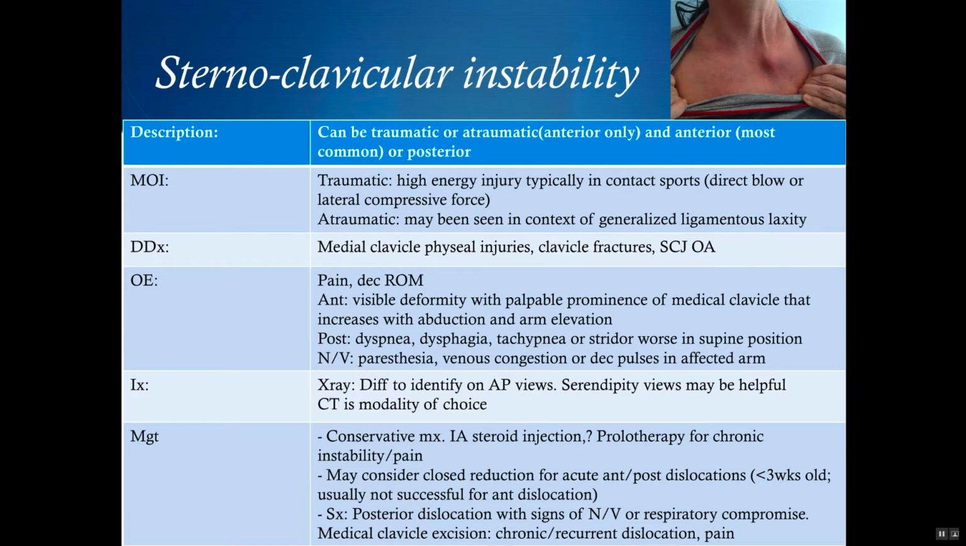In terms of acute situations, usually less than 3 weeks, you can try to reduce the joint in a closed fashion. This has been deemed to be less likely to be successful if this is an anterior dislocation. You certainly would want to reduce these if there's a posterior dislocation, especially with any signs of neurovascular or respiratory compromise. And ultimately, surgical management may be required in those cases. For patients with ongoing pain or chronic instability despite conservative measures, especially in anterior dislocation or anterior instability, surgical treatment may involve medial clavicle excision.